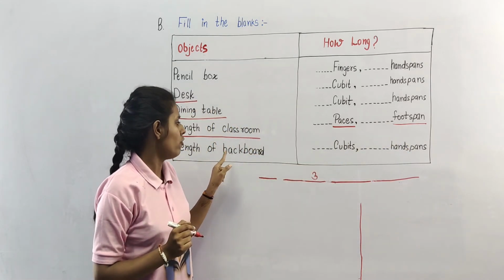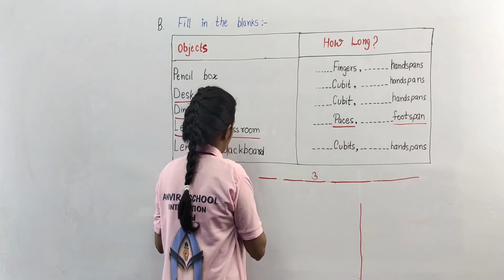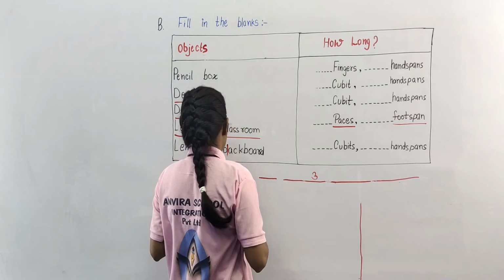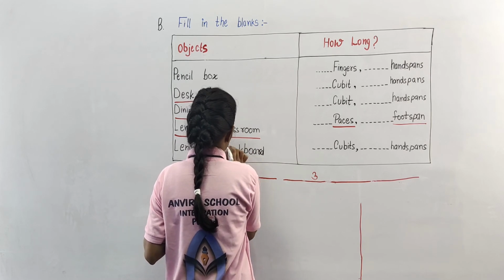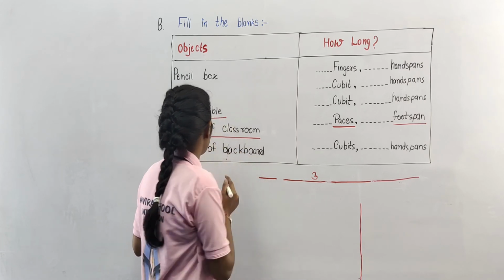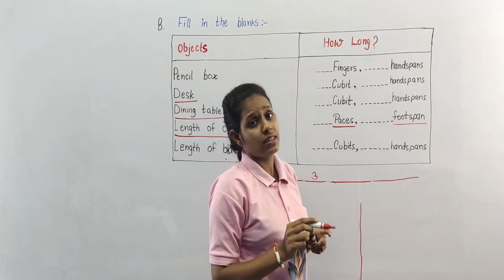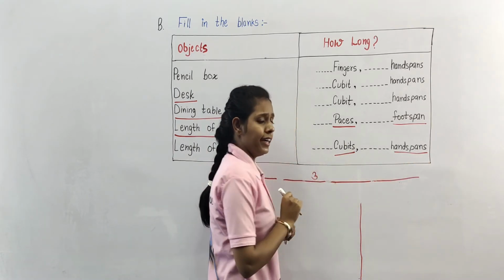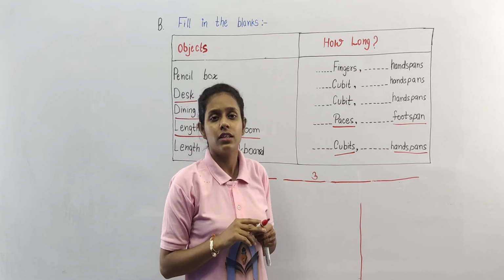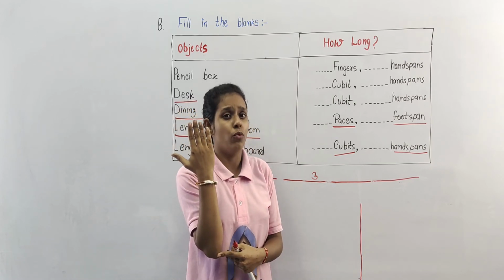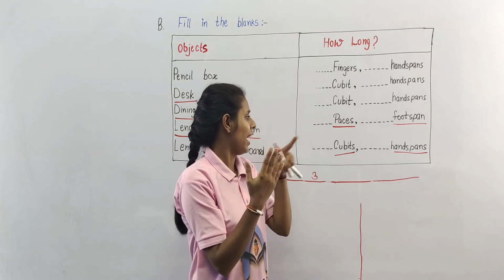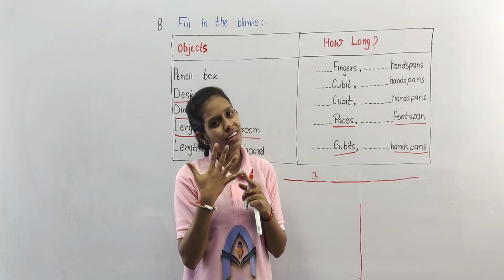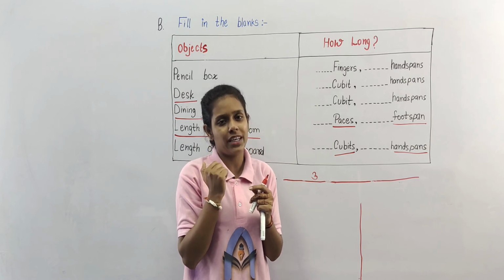Next, length of blackboard. How can we measure the length of the blackboard? We measure the length of the blackboard with cubits and hand span. How can we measure cubits? A cubit is from our elbow to our longest finger, and a hand span is our thumb to smallest finger. This is called a hand span.